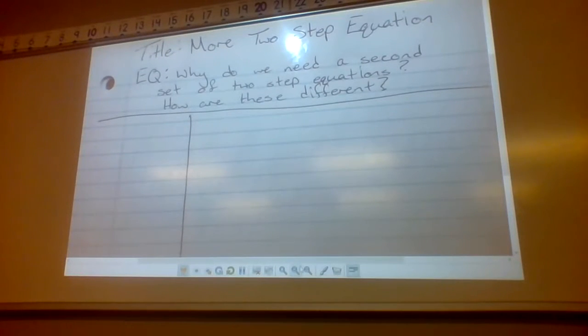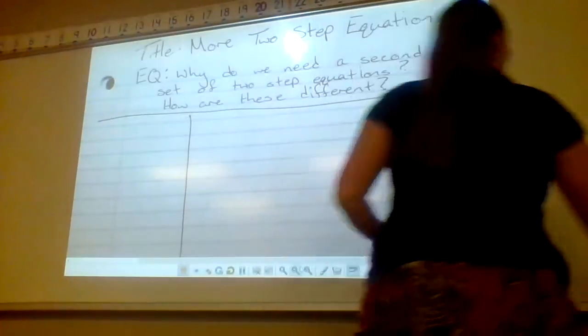Today we are going to go over, and yes, this is the actual title, more two-step equations. So our essential question: why do we need a second set of two-step equations? How are these different? We've already done two-step equations, guys. Why would we need a second set? There is a reason, and you will figure that out when we go. Not just practice, but these will look different. Will that be more complex? Yes and no. Depends on how you look at them and how you decide to take them.